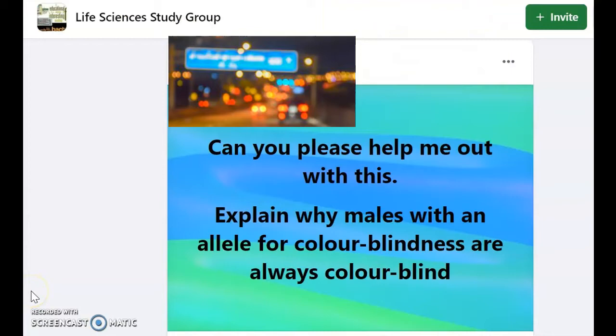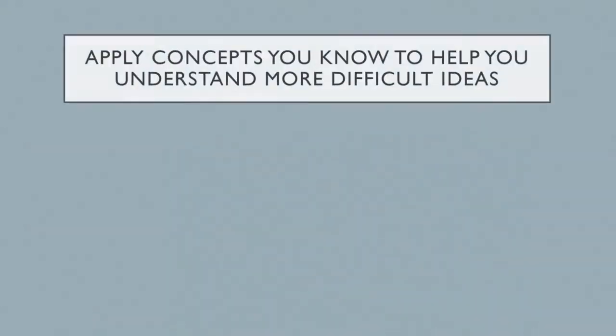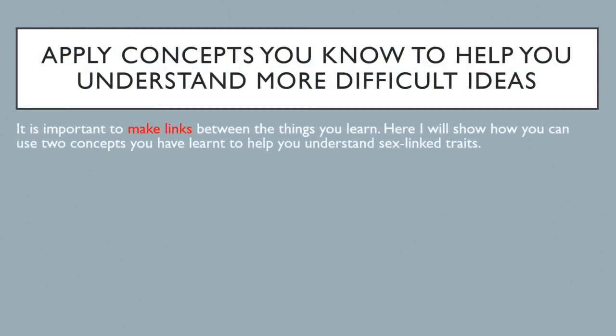This question says, can you please help me out with this? Explain why males with an allele for color blindness are always colorblind. So this video is going to answer that question. But before I answer that question, I would just like to point a few things out. Sometimes you need to apply concepts you already know to help you understand more difficult ideas. So it's important to make these links to make sure your learning is deep.